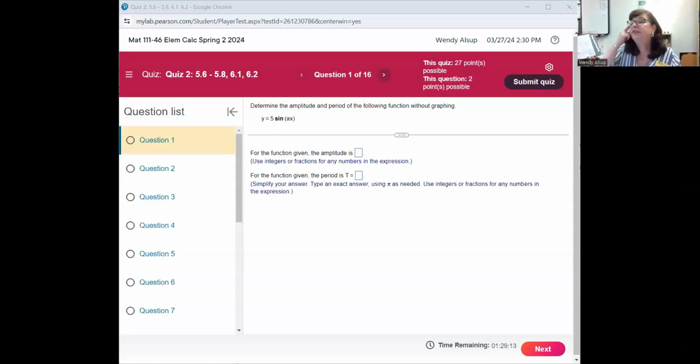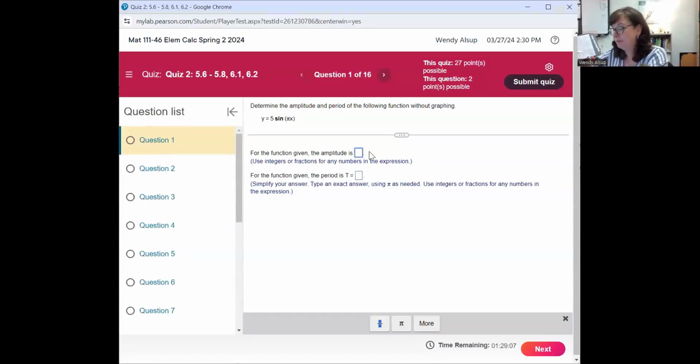y equals 5 sine pi x. What is the amplitude? The amplitude is 5. And remember, our formula for the period is T equals 2 pi divided by your omega. And our omega is in front of the x, the coefficient of the x, it's pi.